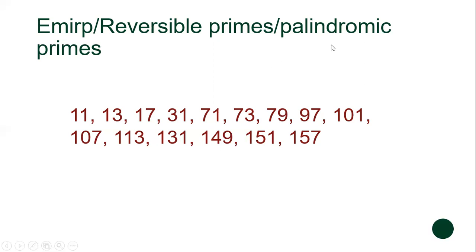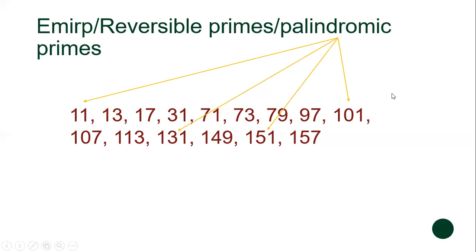But there are also palindromic primes that are reversible primes. Palindromic primes are prime numbers that when you reverse them, they still retain that number. For example, 11. If you reverse 11, it's still 11. If you reverse 101, it's still 101. If you reverse 131, it's still 131. And if you reverse 151, it's still 151. So it's not necessarily that EMIRPs are palindromic primes, but they are usually all reversible primes. Okay?